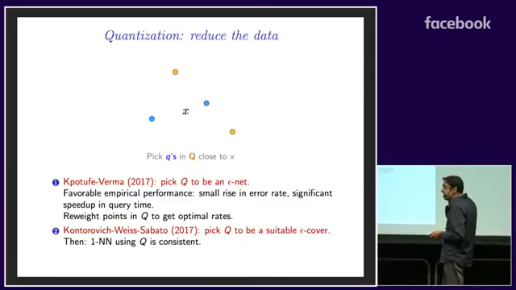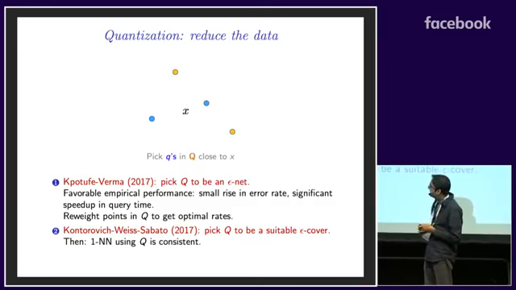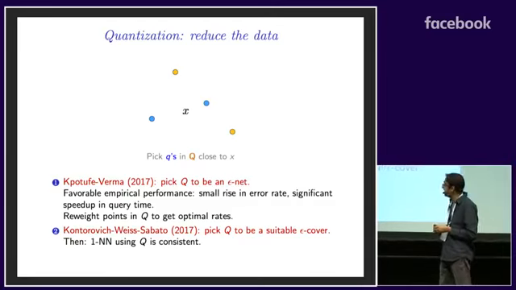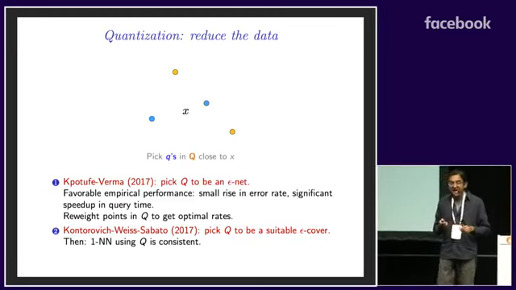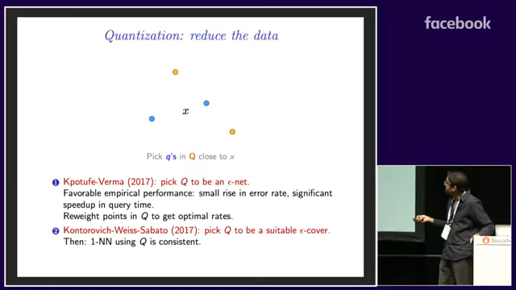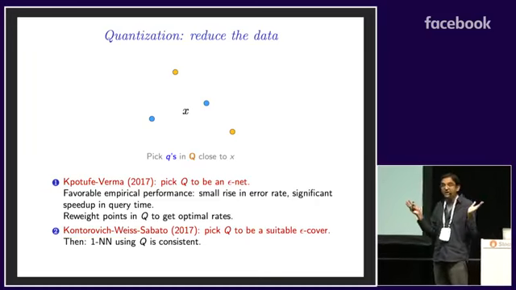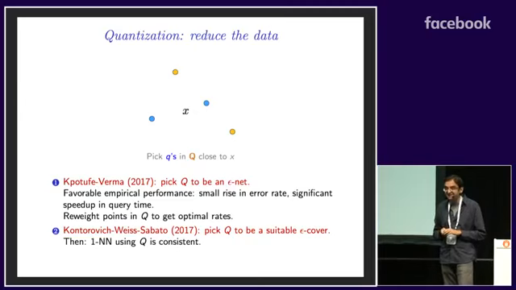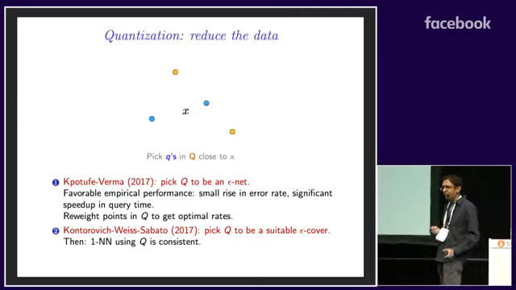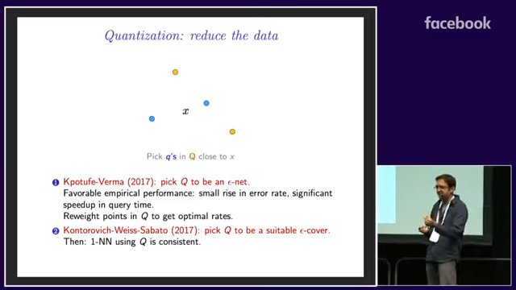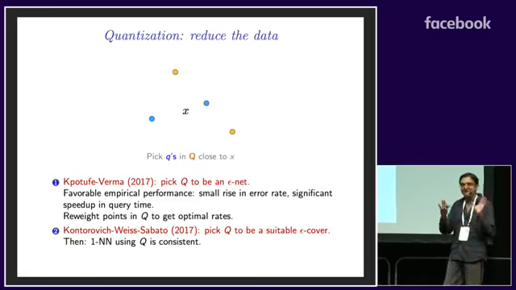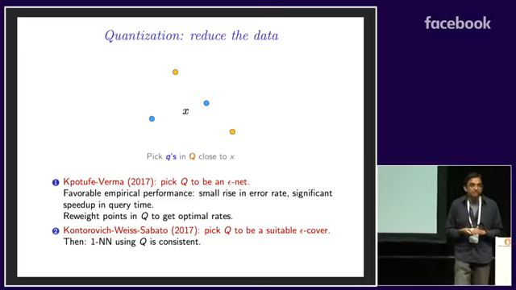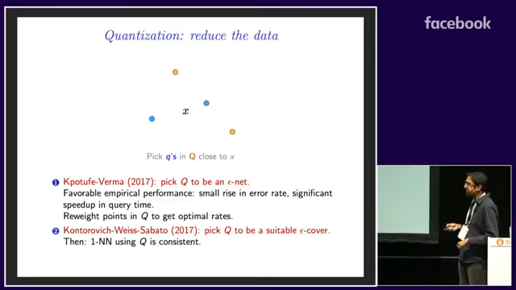There's been some very nice work by Aryeh Kontorovich, Roi Weiss, and Sivan Sabato, where they also pick Q to be a kind of epsilon cover. And they show that doing one nearest neighbor on Q is consistent, even though one nearest neighbor in general is not consistent. Okay? So if you remember, the reason one nearest neighbor in general is not consistent is because of stochasticity in the label. But here we've changed the labels to be the average of all the points allocated to them. And so that consistency problem goes away. Okay? So these are some nice quantization methods.